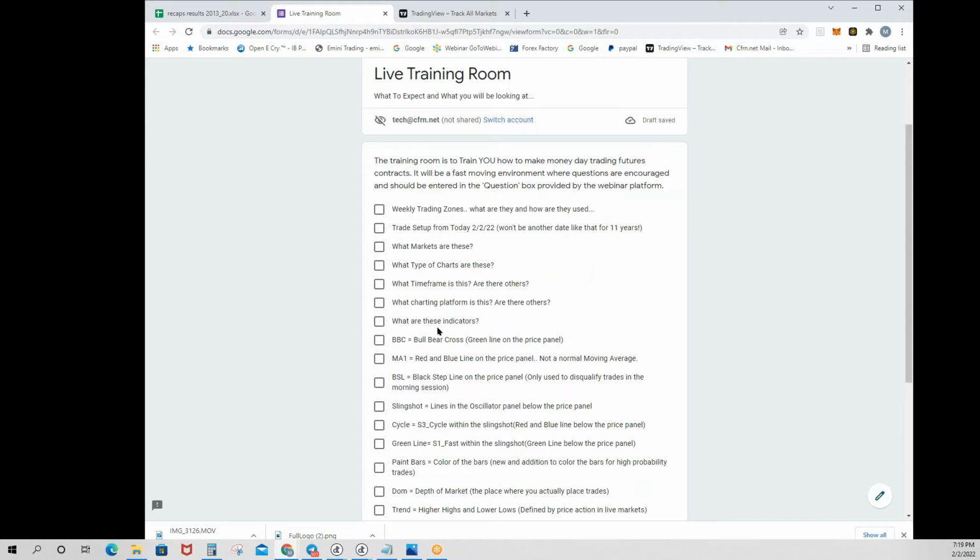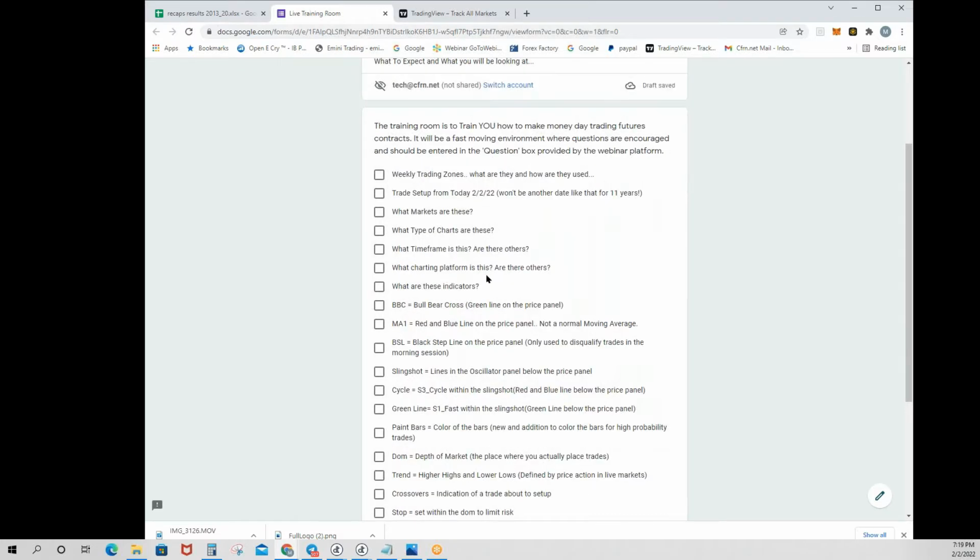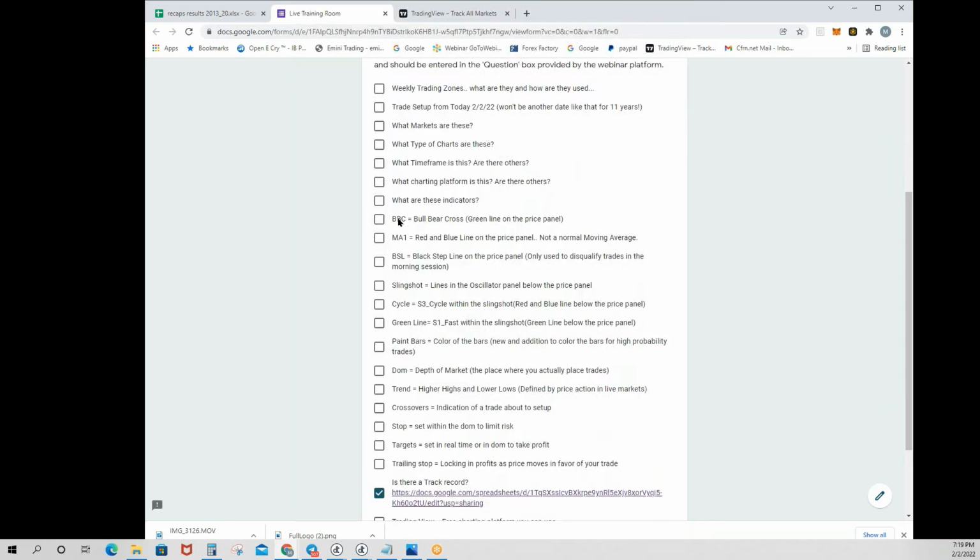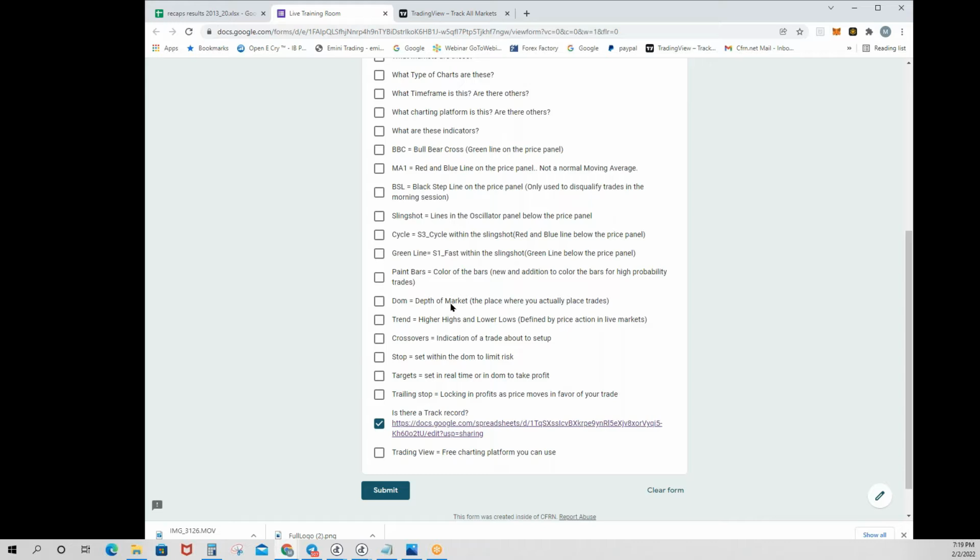And all of these other things will come into play as I discuss it: what markets these are, what type of charts we use, the time frame that we're using, other time frames that you can use if you choose to, what charting platform this is, what these indicators are, the BBC, the MA1, the black step line, the cycle, the slingshot, the green line, paint bars. If you don't know what those are, the DOM, the depth of market, that's where you actually put trades on and take them off. The trend, how to identify it, crossovers, all this stuff.